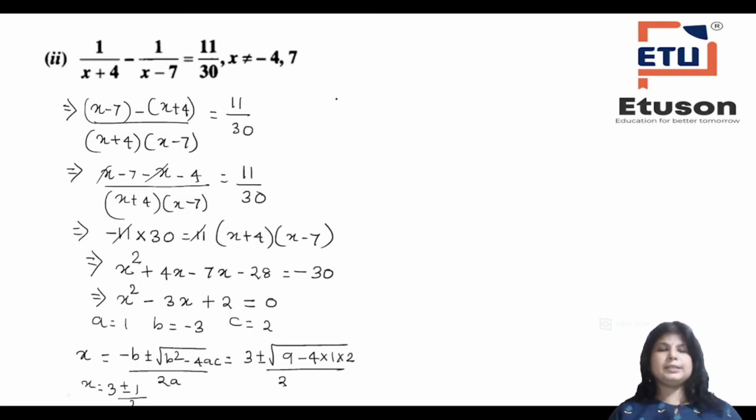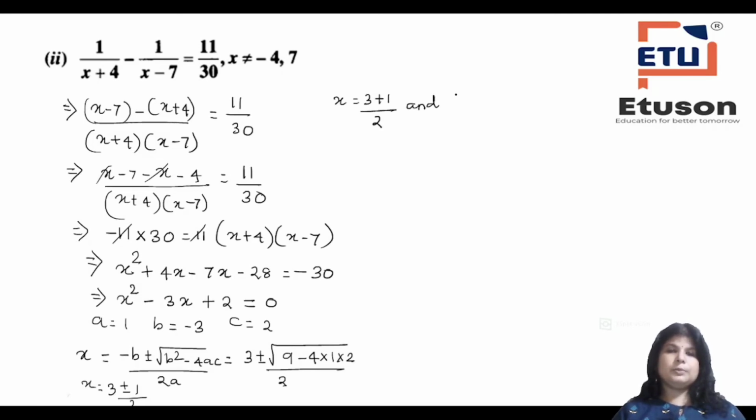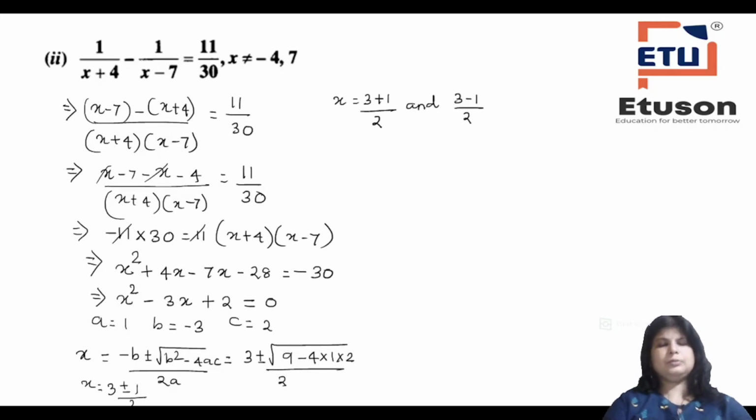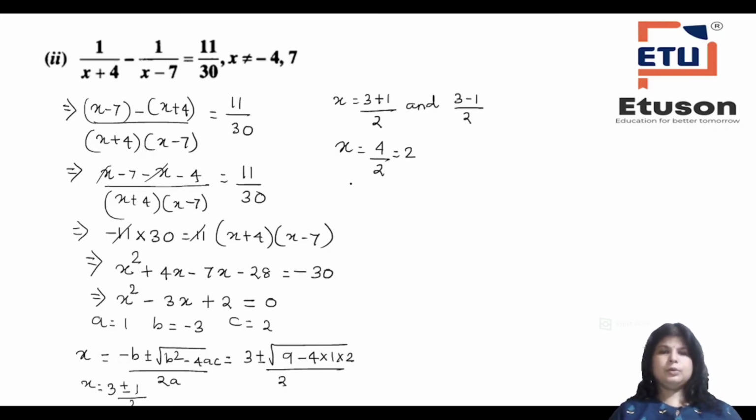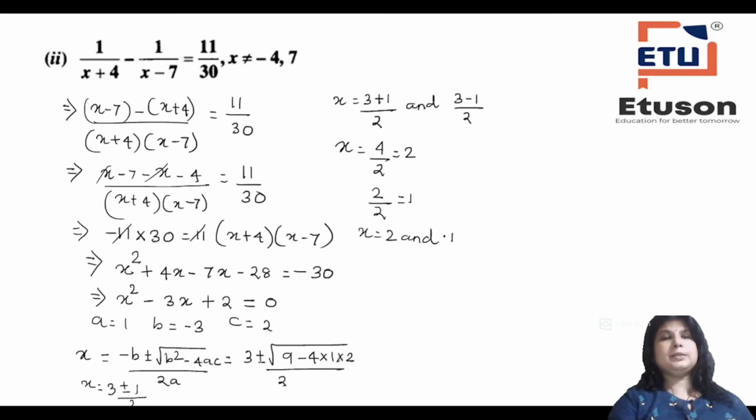Okay, so what will be your x value then? x is equal to either 3 plus 1 divided by 2, or 3 minus 1 divided by 2. So you have x is equal to 4 by 2, that is equal to 2, or x is equal to 2 by 2, that is 1. So the values of x are x is equal to 2 and 1. Okay children, hope you have understood this.